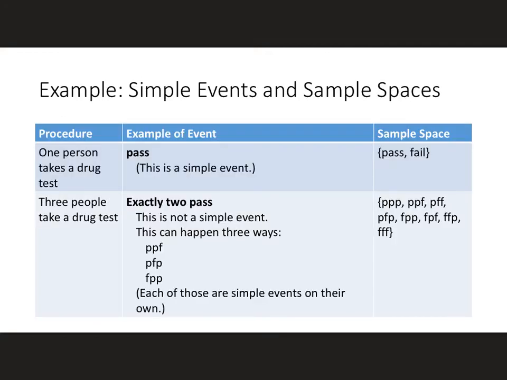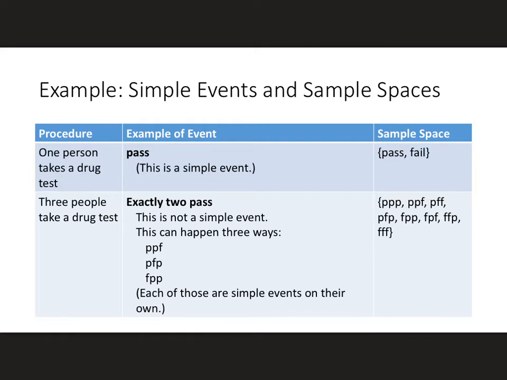So let's look here at some examples. Let's say the procedure is one person takes a drug test. The event would just be pass. That is a simple event. The sample space, though, would be pass or fail. So you're giving both possibilities that could happen for one person taking the drug test.